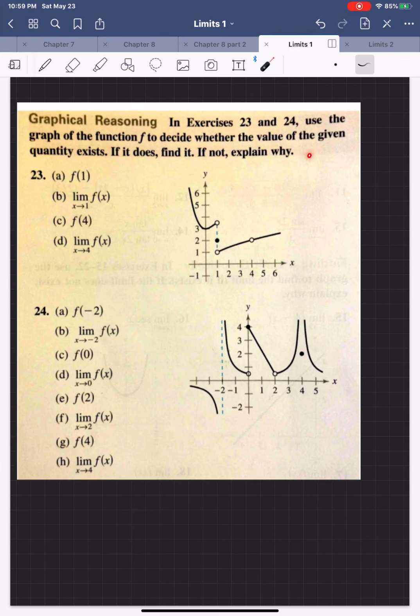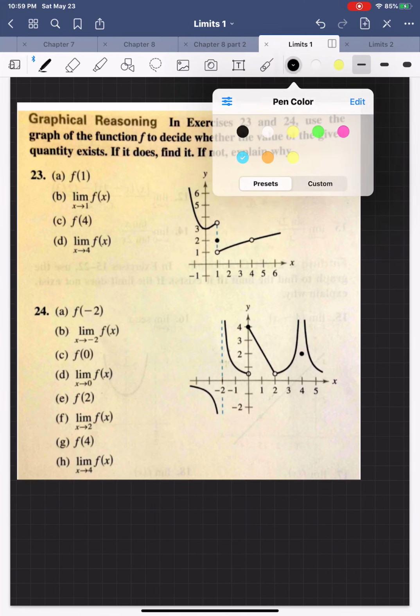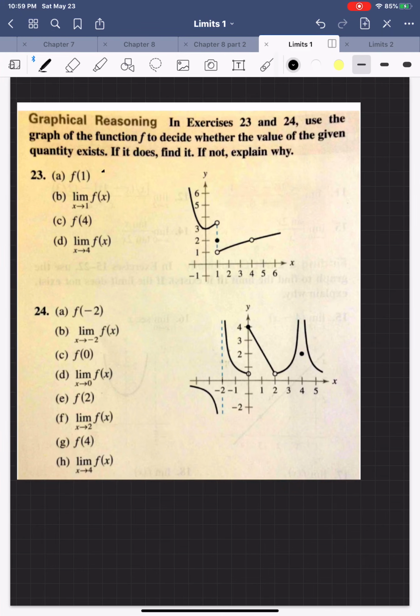All right, so we're going to use this graph to answer 23. Let's start with part A, f of 1. Listen to me: if you don't see limit, then this is not a calculus question. This is a pre-calculus question. So here it is. When x equals 1, what does y equal? Well, you see your solid dot, right? So when x equals 1, y equals 2.